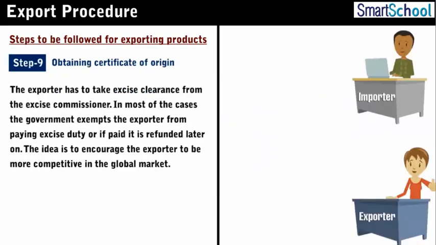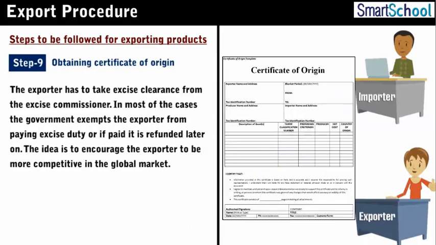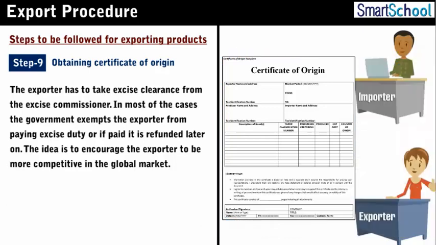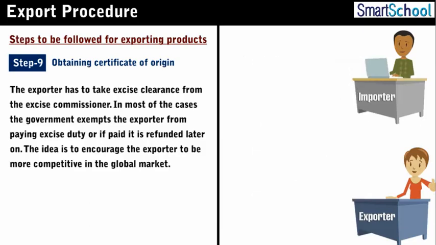In this step, the importer may sometimes ask the exporter to send the certificate of origin. The certificate of origin signifies that the goods are manufactured in the country from where they are exported. The importer, in some cases, gets some tariff benefits from his country on such goods.